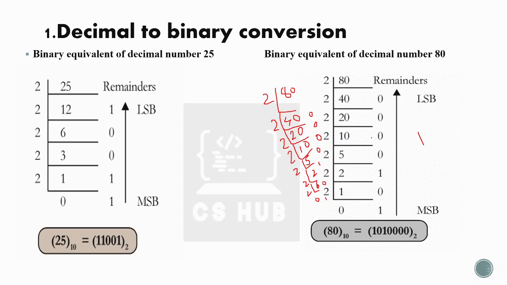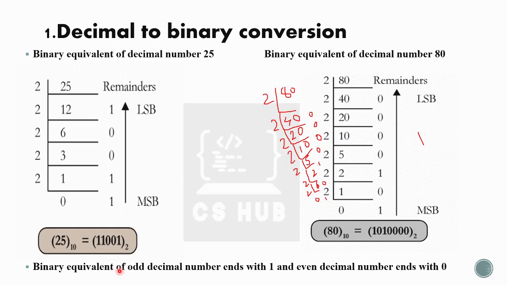So, record these remainders in the reverse order, from last to first. So, our answer is 1 0 1 0 0 0 0. Okay. The decimal number 80 is equivalent to 1010000 to the base 2. This is the conversion.